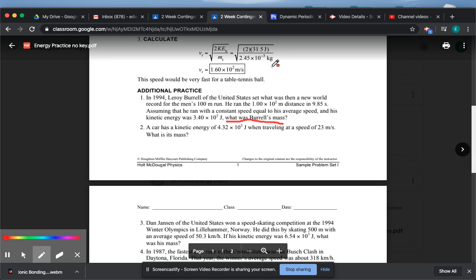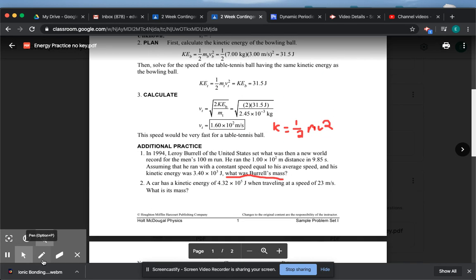So the kinetic energy equation is, I'm going to say K for kinetic energy. K is equal to 1/2 mv squared. And if we're looking for m, we need to do some rearranging, okay? I don't have that much space, so I'm going to do it all in one step. I'm going to explain it, but I'm going to do it all in one step. Okay. So we're looking for mass.